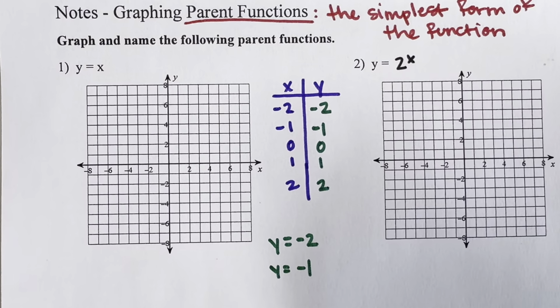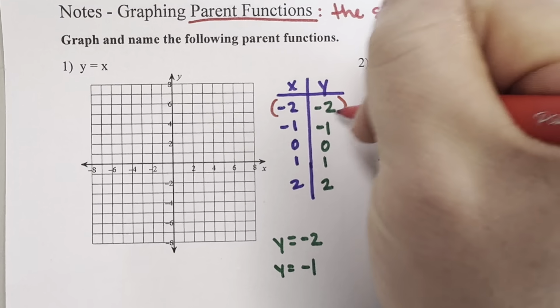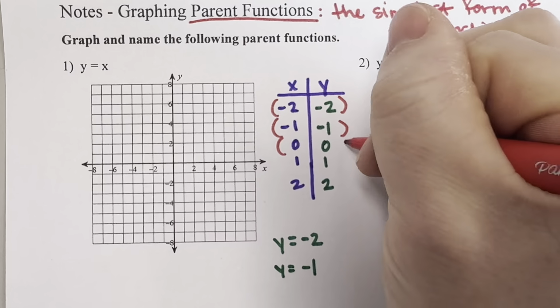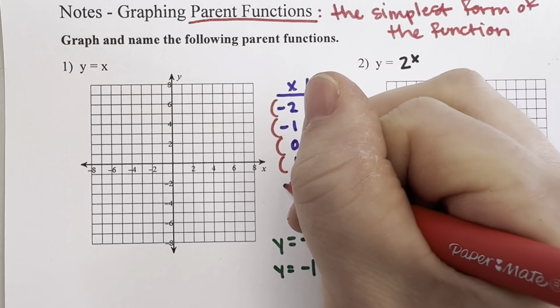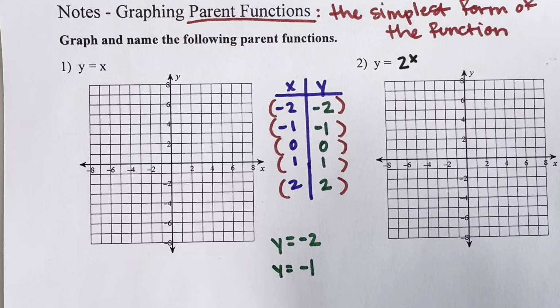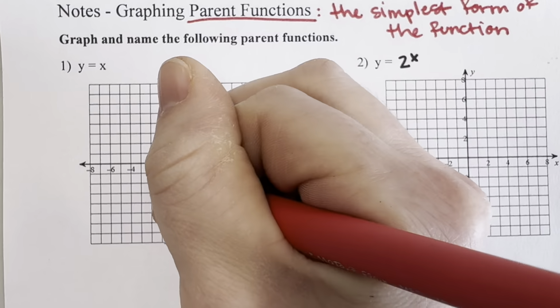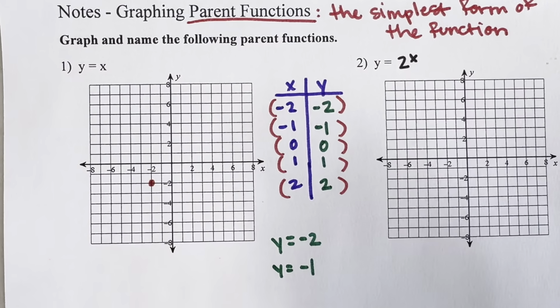Okay, well now this becomes just like any other function that we graph. These become our coordinate points. Okay, so I'm going to put some parentheses around them telling us that these are our x comma y's, our coordinate points. So let's go ahead and put them on our graph. Okay, so I'm going to find -2 for my x and then go down to -2 for my y. And there's my first point.